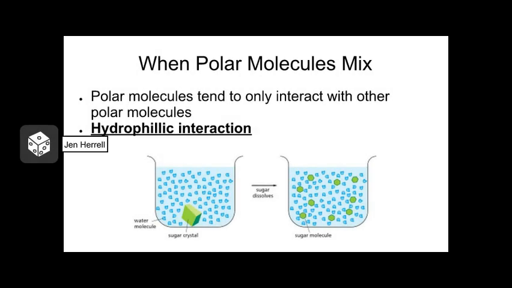So again, polar molecules prefer to mix with other polar molecules. Here's an example. Here we have a bunch of water molecules, and you can see that they are all polar, they are all hydrophilic, and they're interacting with one another. And here we have a sugar cube. Sugar molecules are also polar, they are also hydrophilic, so when we put these two together and leave them to their own devices, they will eventually form a fairly even distribution of sugar molecules and water molecules. This tendency for polar molecules to want to interact with other polar molecules is referred to as a hydrophilic interaction.